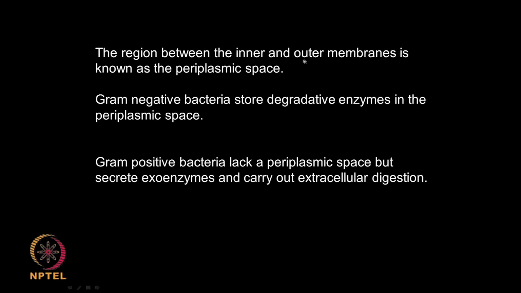The region between the inner and the outer membrane is called the periplasmic space. In gram negative bacteria they store a lot of degradative enzymes in the periplasmic space. Gram positive bacteria lack a periplasmic space because they do not have this LPS layer outside, but they secrete a lot of enzymes and carry out extracellular digestion. So that is the difference you need to understand.